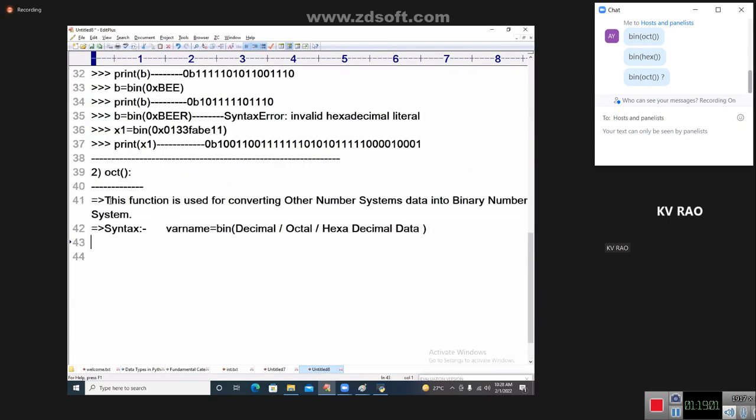You need to follow my syntaxes. If anybody is having any other syntaxes, you can follow, but I'm not responsible. If you follow my syntaxes, you are evergreen. If you follow your own syntaxes, I'm not responsible.